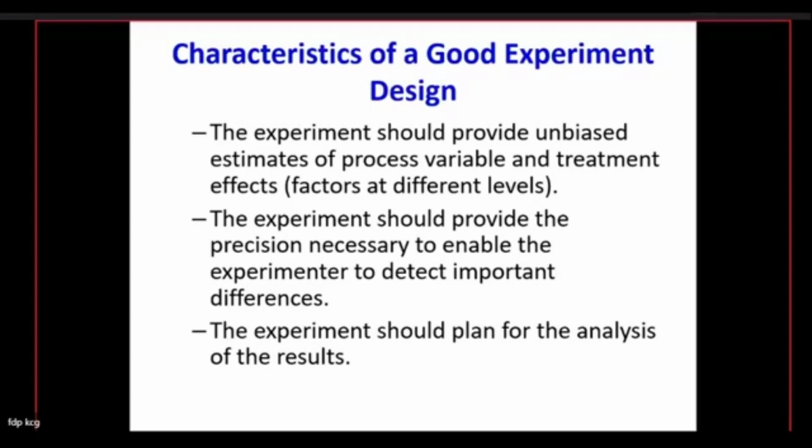The experiment should be planned for the analysis of the results. There should be proper planning of how the result would be designed. Either it can be explained as one experiment at a time, or it can be explained in terms of a factorial experiment, or in terms of which particular software you can use for analysis of this result.